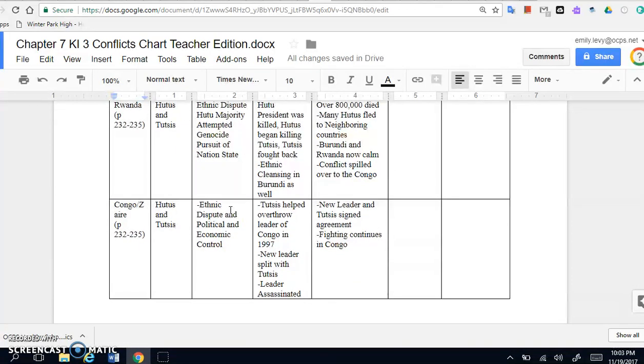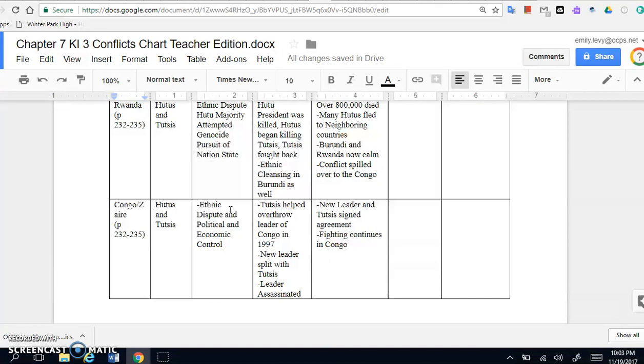Same thing in Congo, Zaire. Basically, this is between the Hutus and Tutsis as well. This is an ethnic dispute and a political and economic control dispute. The Tutsis, once they fled into the Congo, after many of the Hutus who had committed atrocities in Rwanda, helped overthrow the leader in the Congo in 1997. So then they had a new leader, and this new leader eventually split with the Tutsis.